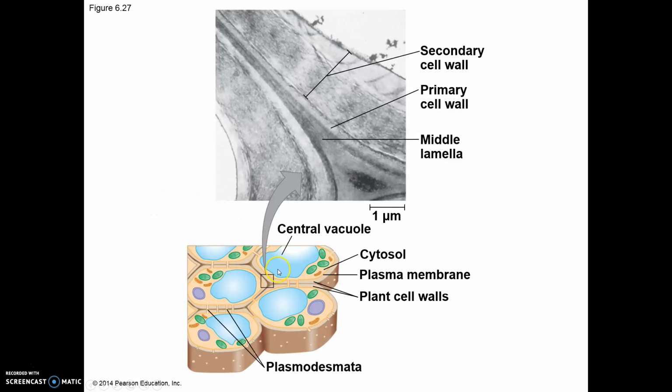So let's take a look here. Here we have a plant cell. You can see it has a large vacuole, it has a nucleus, it has chloroplasts, and there are actually little channels that run and connect the cytoplasm of these plant cells. Here, if you look at a close-up of this junction point, you can see a micrograph showing the different layers of cell wall.